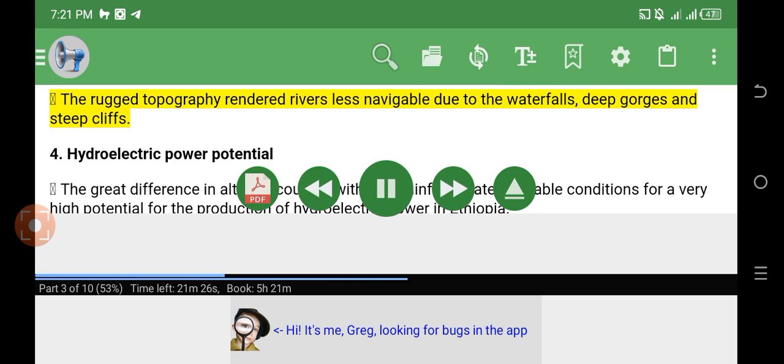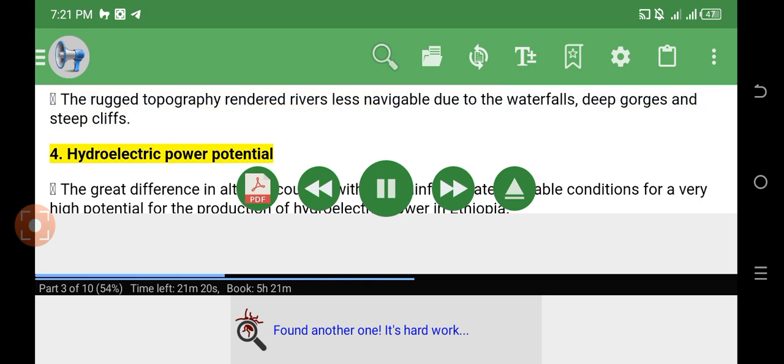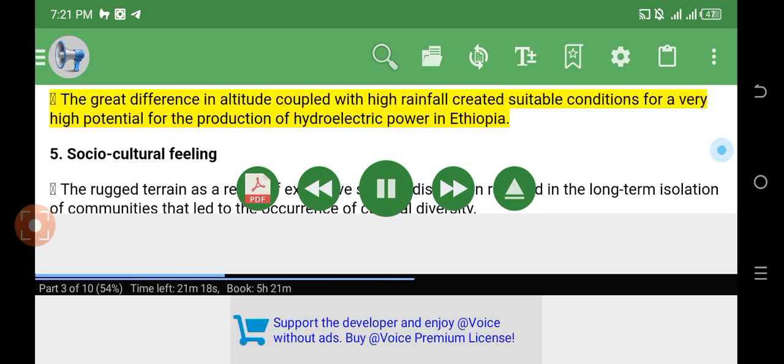4. Hydroelectric power potential. The great difference in altitude coupled with high rainfall created suitable conditions for a very high potential for the production of hydroelectric power in Ethiopia.